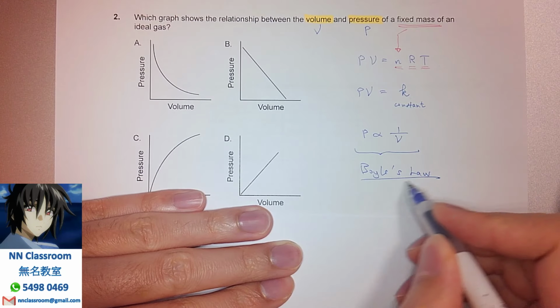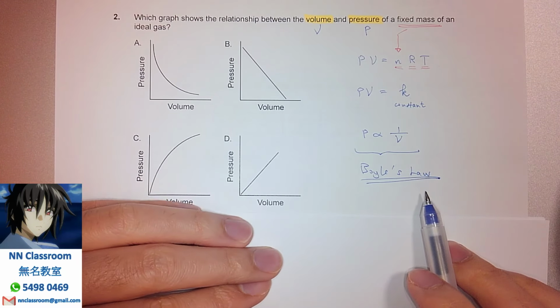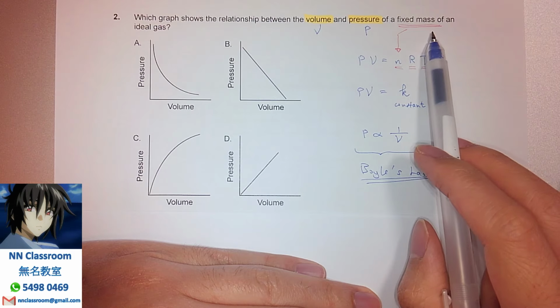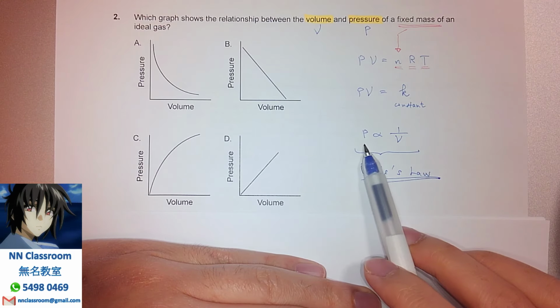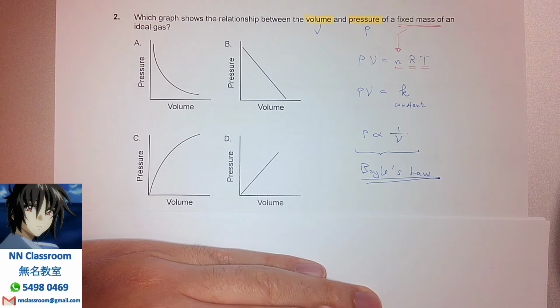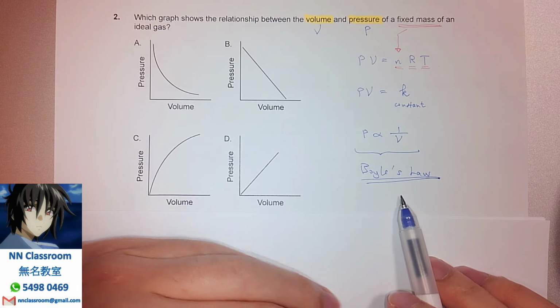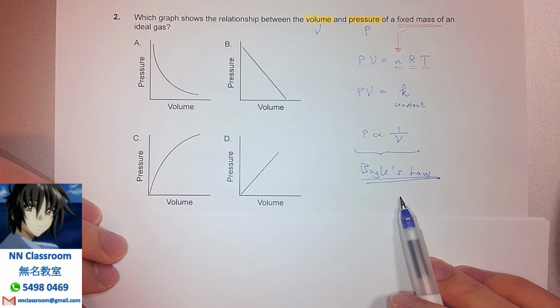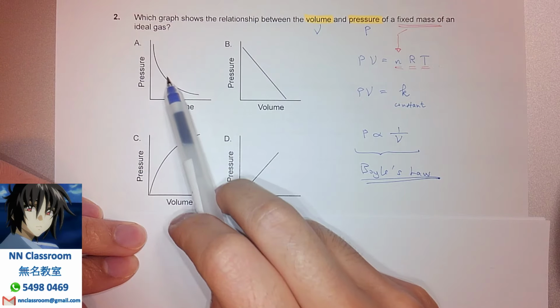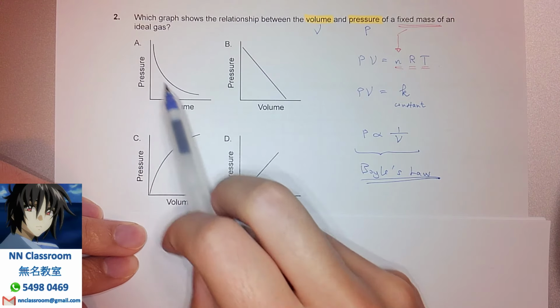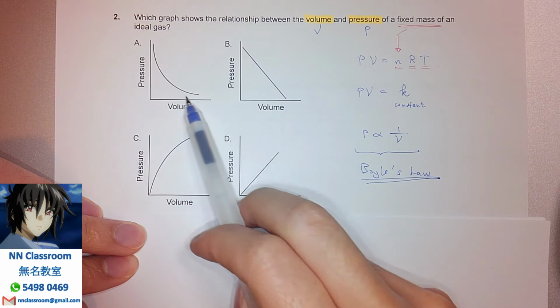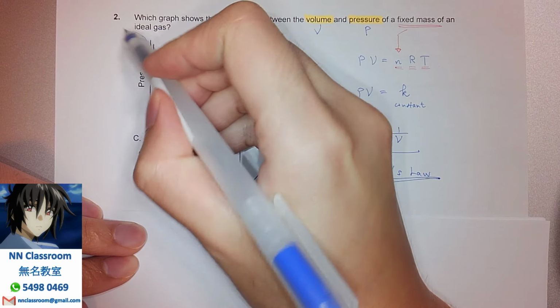Boyle's law states that for a given gas under a fixed temperature, or you can say a fixed mass of the gas, the pressure and the volume will be inversely related. So the inverse relationship in mathematics is given by this shape, right? If you have P against V, you have this curved shape. So obviously the answer is going to be A.